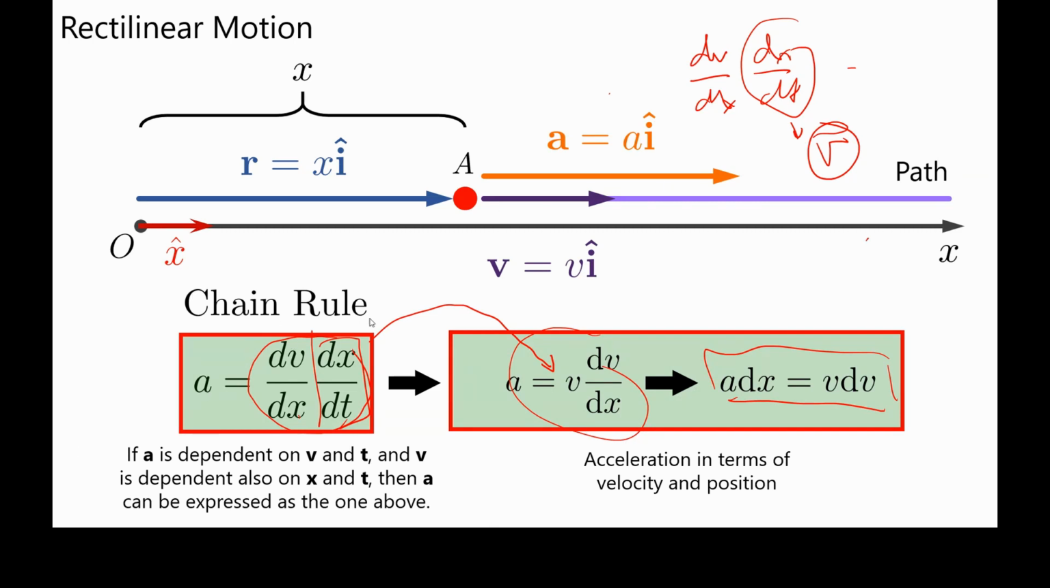So again, definition of chain rule: if a is dependent on v and t, and v is also dependent on x and t, then a can be also dependent on x and t, forming this expression: dv over dt, dv over dx, dx over dt, forming this. dx dt is equal to v, then a is equal to v dv over dx.